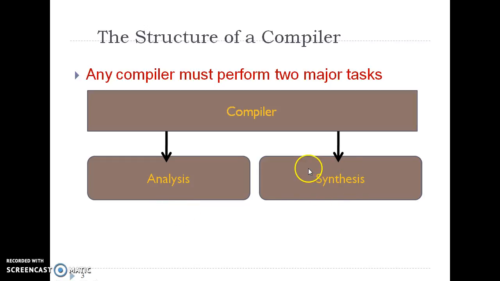The synthesis part constructs the desired target code from the intermediate representation of the source code and also the information stored in the symbol table. The analysis part is called the front end of the compiler, and the synthesis part is called the back end of the compiler. If we examine the compilation process, we see that it operates as a sequence of phases.